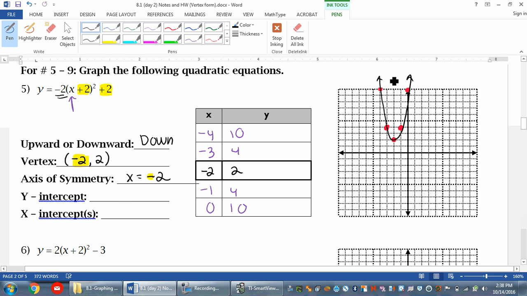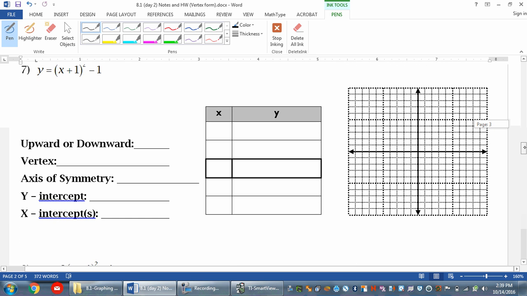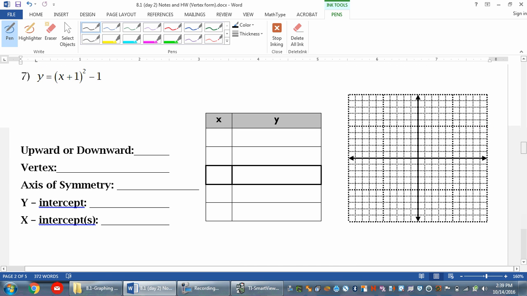All right, now I do have a y-intercept. I have one point on the y-axis, 0, 10. But it does not even touch or cross the x-axis, so we do not have any x-intercept. We're going to go ahead and skip number 6, and we're going to move on to number 7.